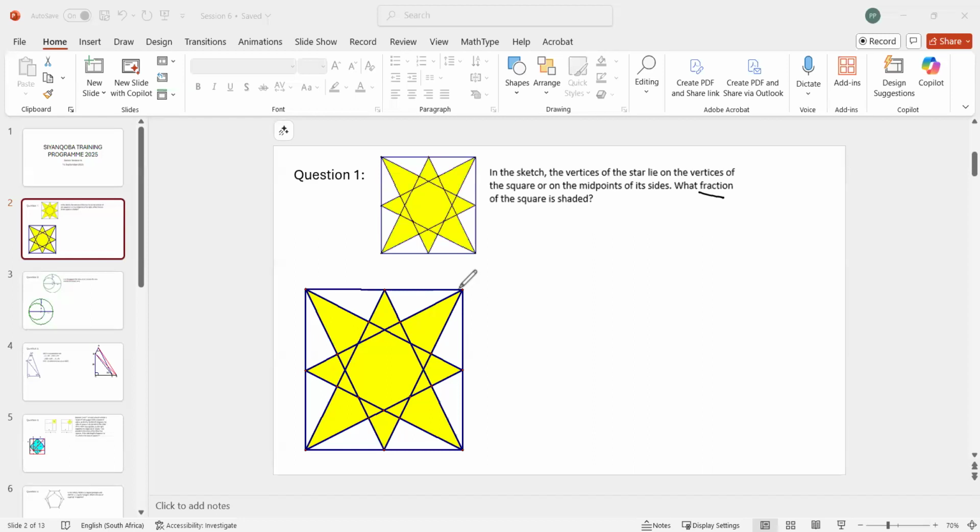But what I'm going to do is assume that, you see, I know that these sides are equal. All these are equal, because this is the midpoint. We've got the midpoints of each side. So these sides are equal. And the area of the yellow part is what we are looking for.